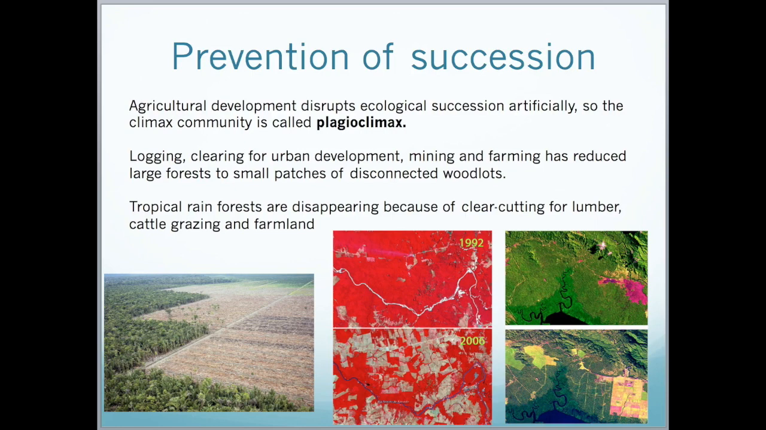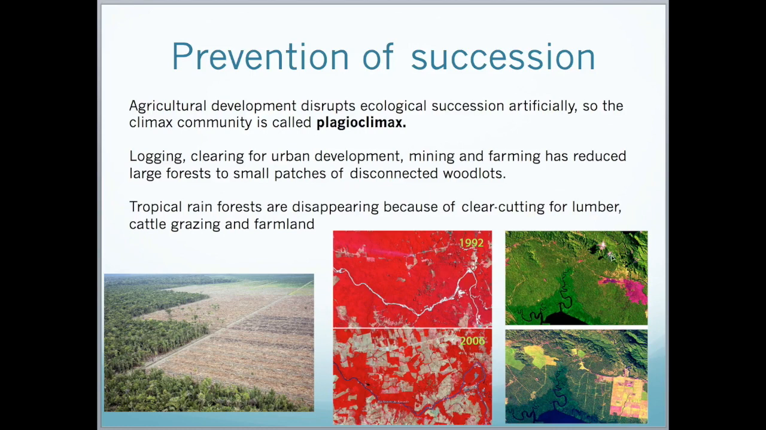We can prevent succession. For example, agricultural development disrupts ecological succession artificially, and the climax community is then referred to as a plagioclimax. For example, logging, clearing for urban development, mining, and farming have reduced large forests to small patches of disconnected woodlots. I have a number of pictures here.